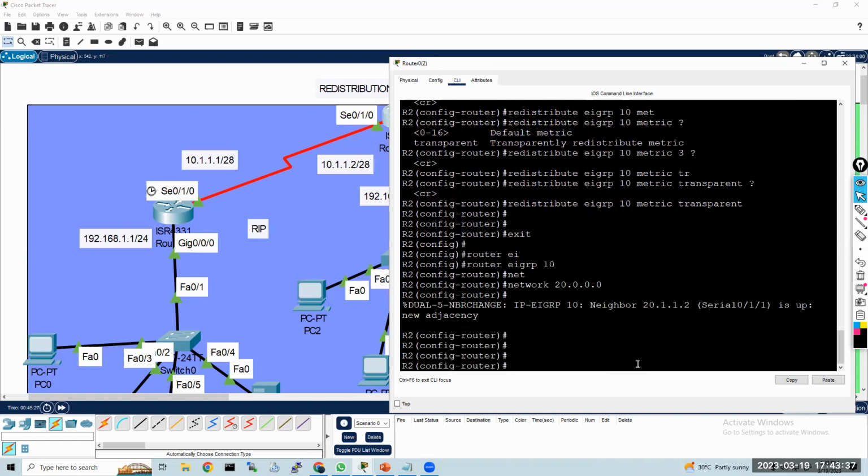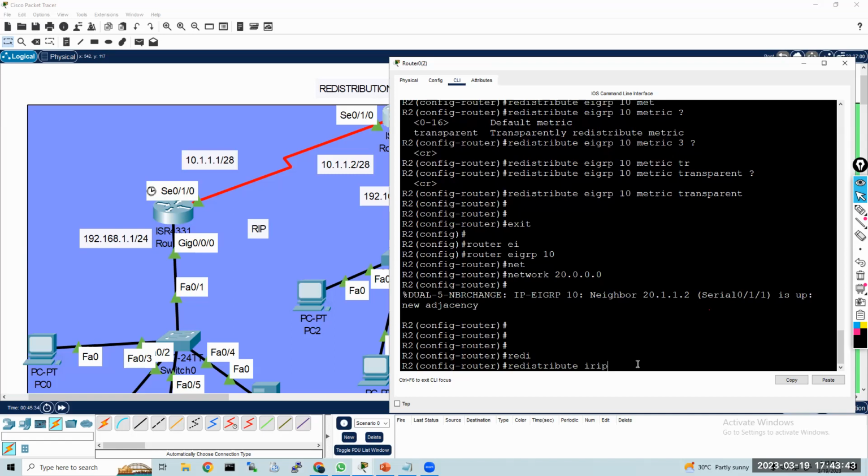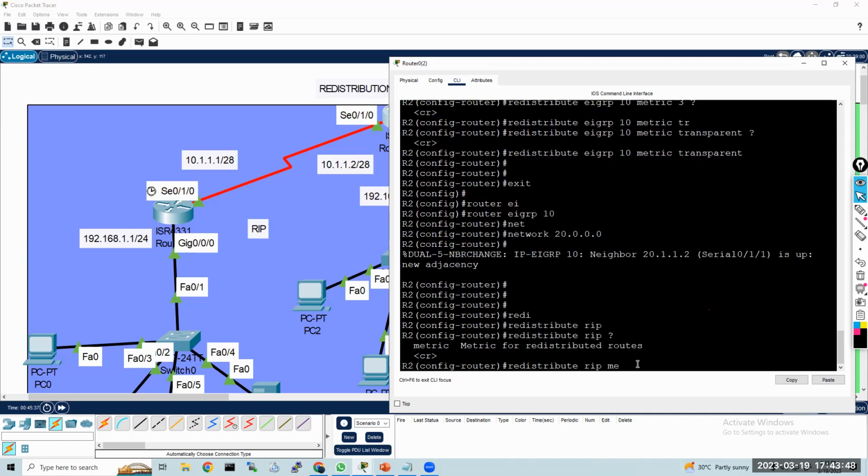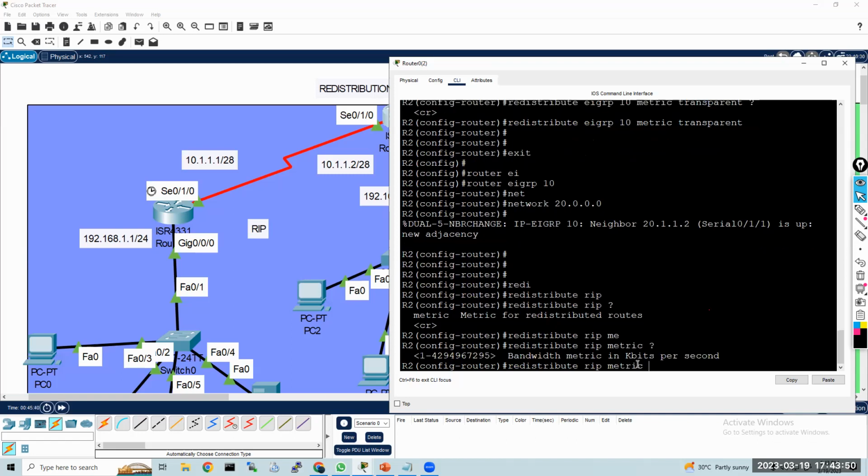Right? Now we can see adjacency is forming. Right now I have to do the redistribution of RIP. Okay, metric. So metric, what should I do? He is asking bandwidth. Listen here, guys. This is very important. He's asking for the bandwidth because EIGRP cannot, RIP cannot understand all these K values. We have to tell it manually.